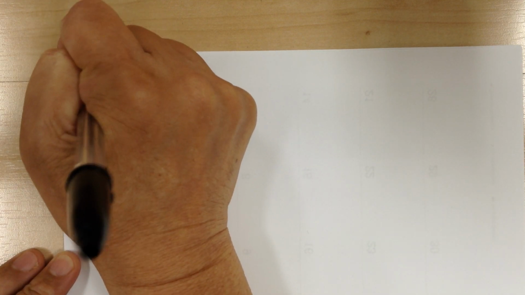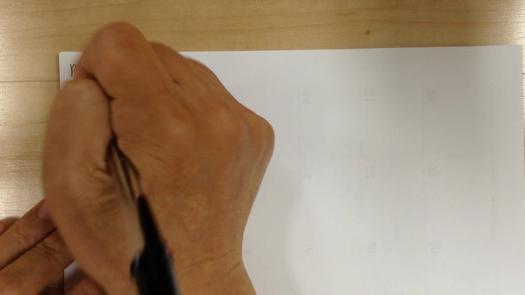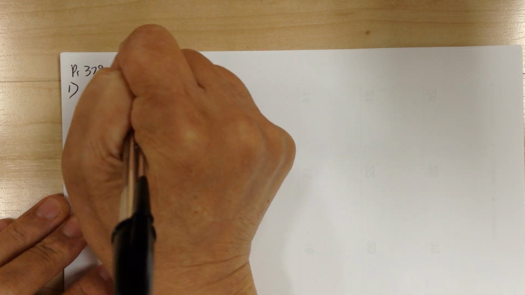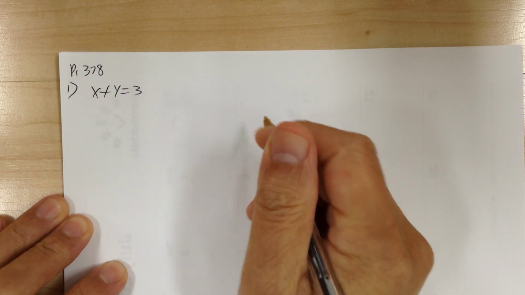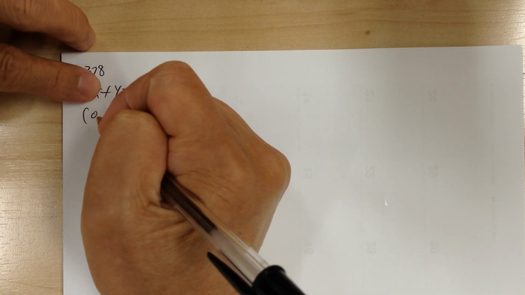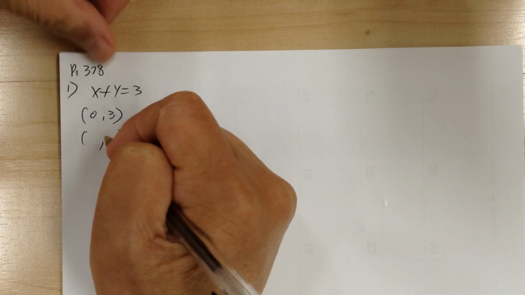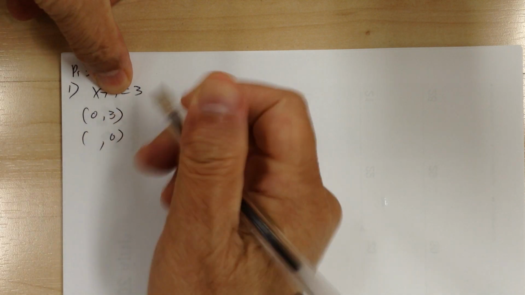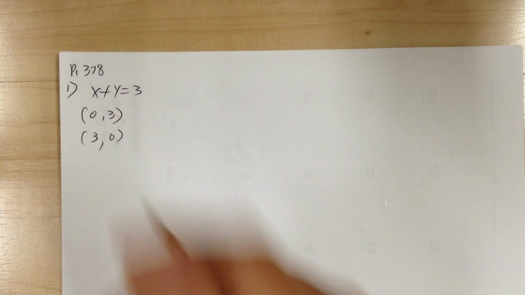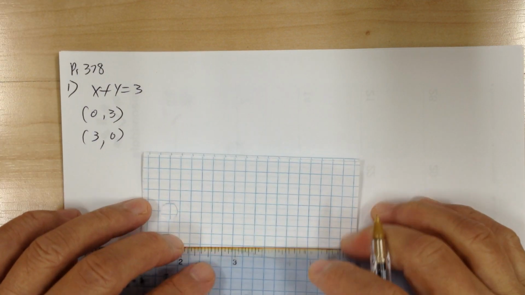Let's go to page 378, number 1. You have x plus y equal to 3. To graph this, first you set x equal to 0, so y will equal 3. Then after that you do the opposite: you set y equal to 0, so x equals 3. Those are your two intercept points. So let's go and graph this.